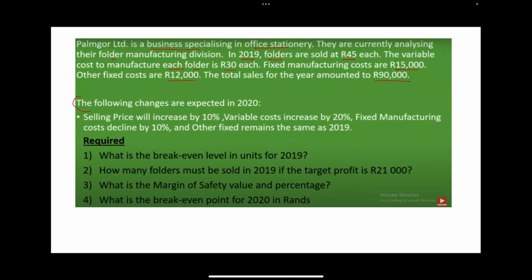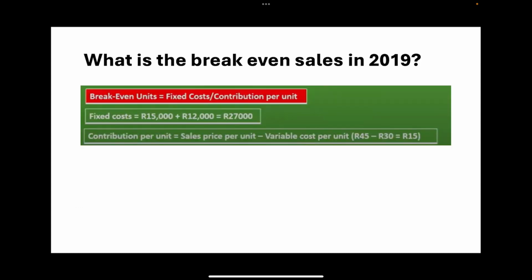Okay, so these are the changes that are expected in 2020, which we will see in the final part of this question. So we need to answer these questions. The first one is, what is the break-even level in units for 2019? So let us answer this question and then come back to the other questions. So what is the break-even sales? Break-even sales in units is equal to fixed cost by contribution per unit.